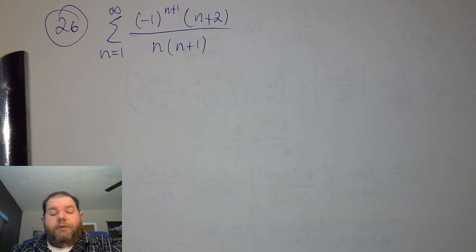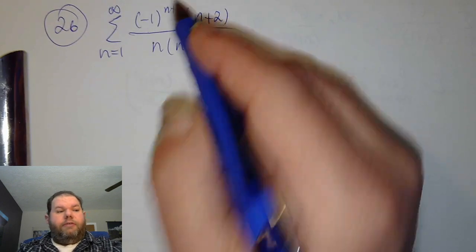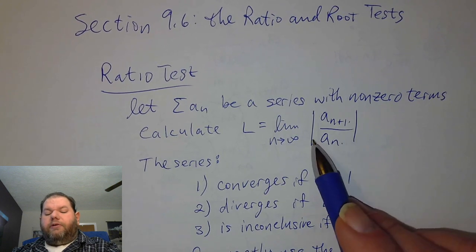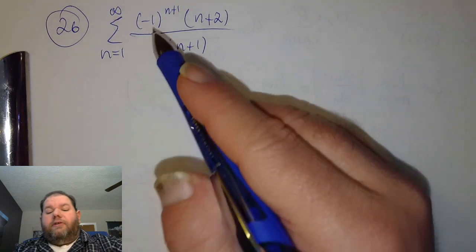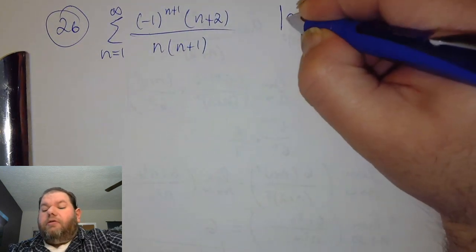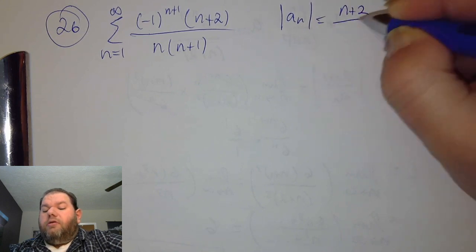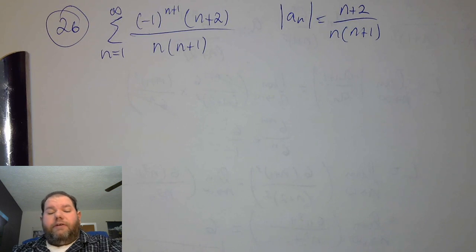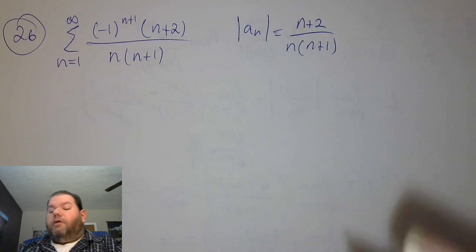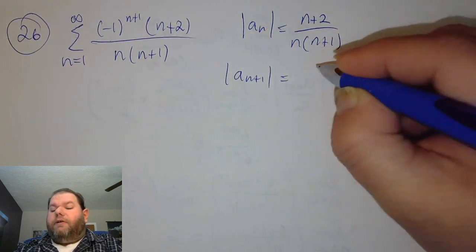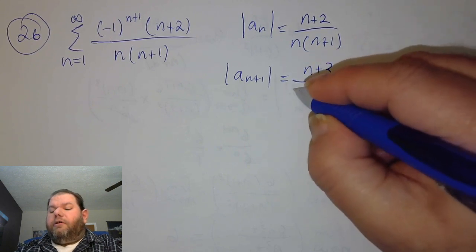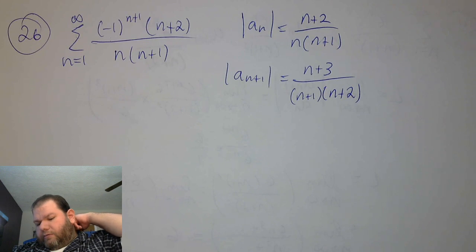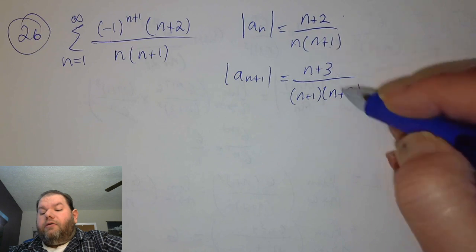All right. Now we notice in this problem we do have an alternating term, negative 1 to the n plus 1. But again, let me point out, when we do our ratio test, we take the absolute value of these terms. So what's going to happen is, with taking the absolute value, essentially we're going to get rid of that negative 1 to the n plus 1. Okay, so we can say the absolute value of a sub n is n plus 2 over n times n plus 1. And then the absolute value of a n plus 1 is going to be n plus 3 over n plus 1 times n plus 2. Again, we're adding 1 to each of our n's in the process.